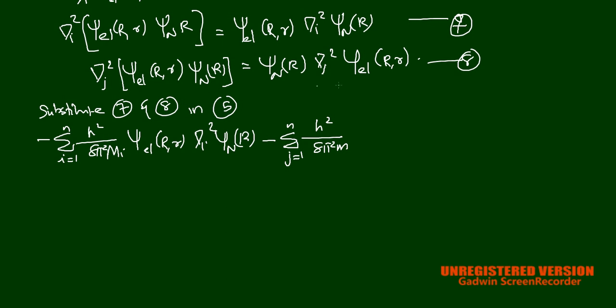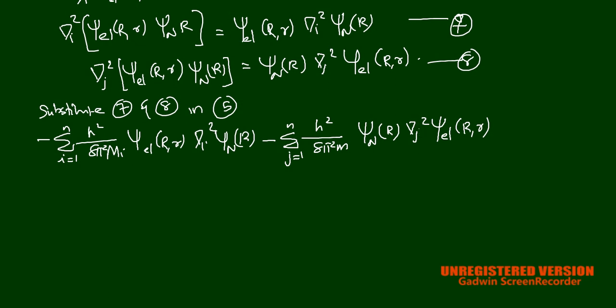The expression is in equation number 8, so we will substitute that here. Then we have psi electronic(r,R) psi N(R), and del J square psi electronic(r,R). Okay, so we substitute that there.